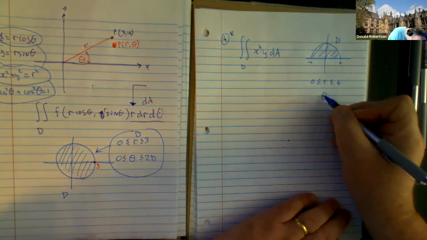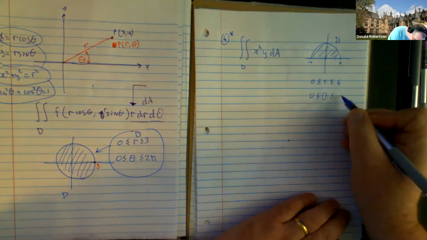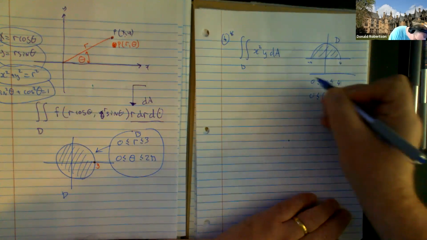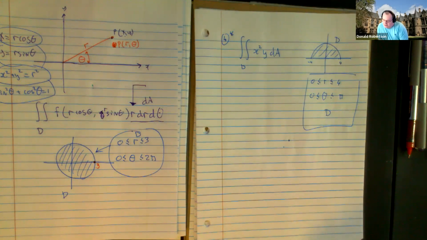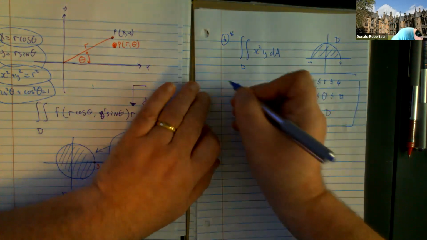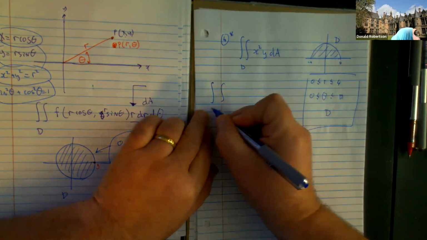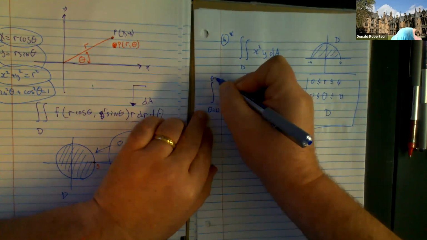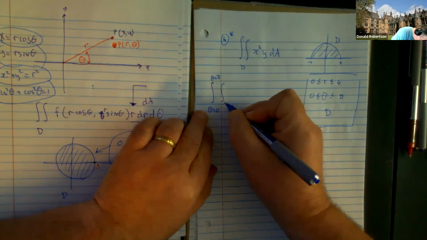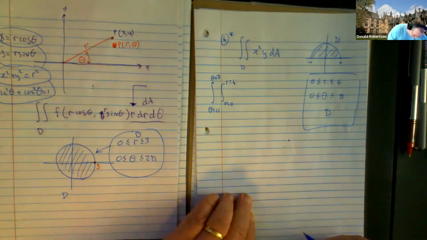The theta will go from 0 to pi. Are we comfortable that that's D? That makes sense for that particular half disk, half circle. Right, so you go over here, and since they're both numbers, it really doesn't matter who you want to go. So I'm going to go 0 to pi, and then I'm going to go R equals 0 to 4. So that's the limits of integration.